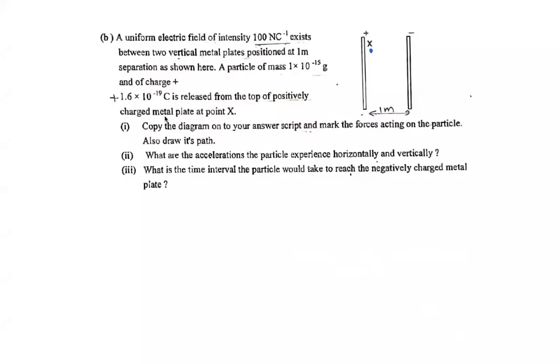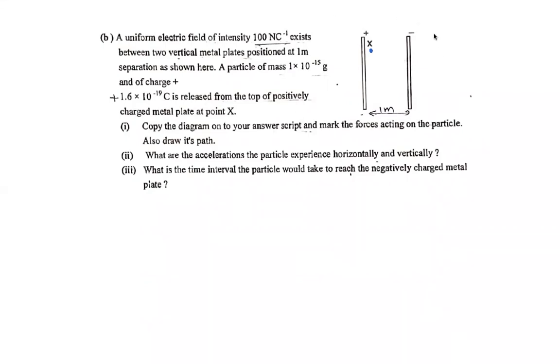Thank you. Okay. Now part B of the second question. An electric field intensity of 100 Newton per Coulomb exists between two vertical metal plates positioned at 1 meter separation as shown here. A particle of mass 1 into 10 to the minus 15 grams and a charge of plus 1.6 into 10 to the minus 19 Coulomb is released from the top positively charged metal plate at point X. So this is where the charge is released. Copy the diagram onto your script and mark the force acting on the particle. So draw its path. Now you have to be a little careful.